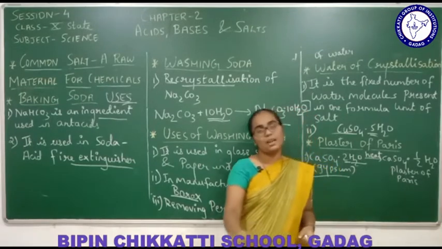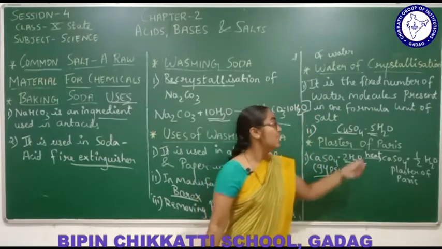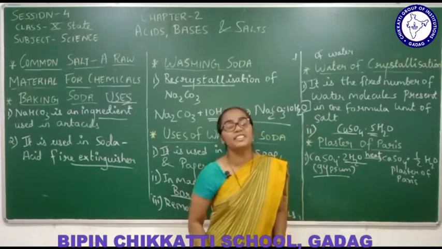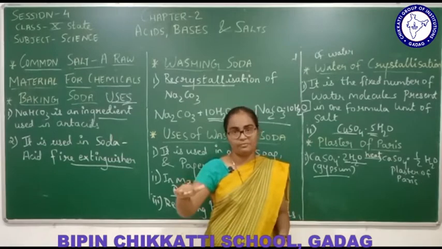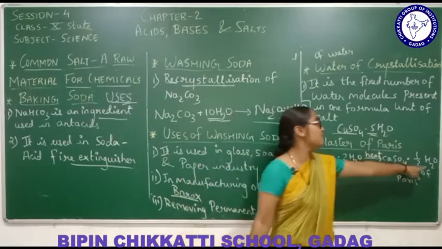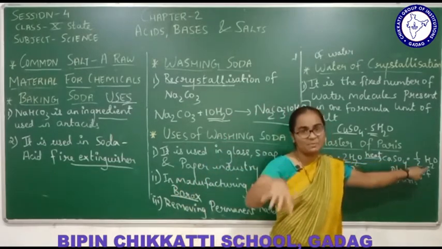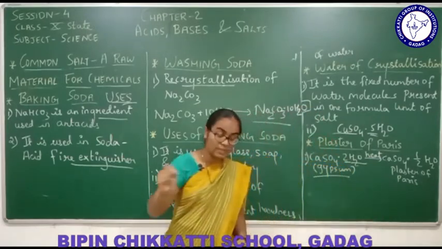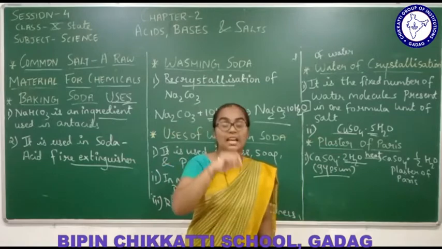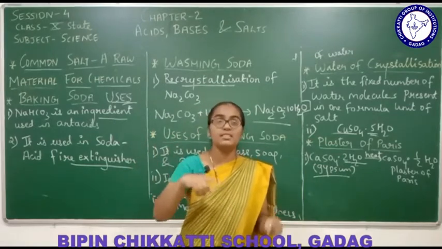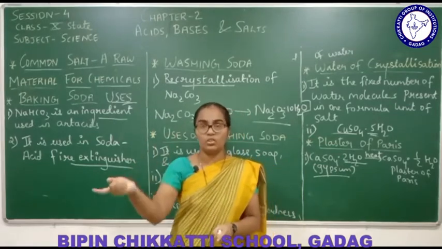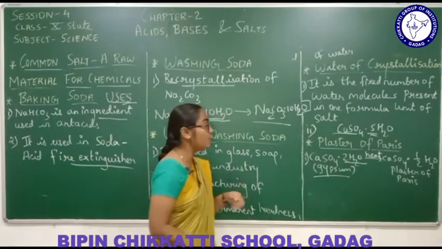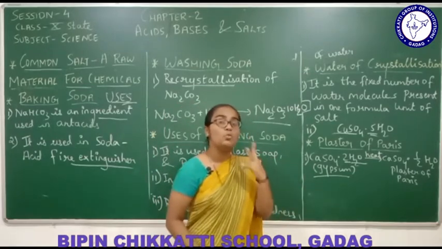And the formula for plaster of Paris is calcium sulfate, and it is hemihydrated. Hemi means half, right? Hemihydrated means half a water molecule is present. This is called plaster of Paris. So if anybody asks you to write down the chemical formula for plaster of Paris, calcium sulfate hemihydrate means CaSO4, half H2O, and gypsum is calcium sulfate with 2 water molecules.